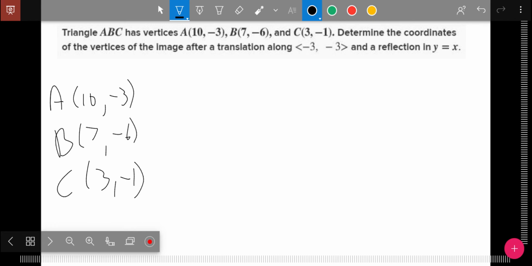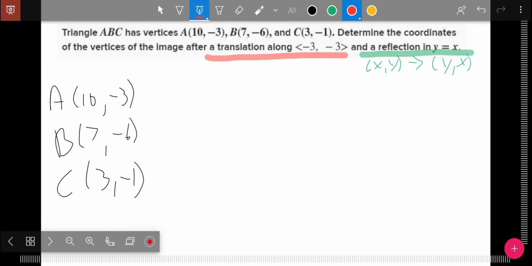And I want to do two things. I want to do a translation along the vector (-3, -3). And I want to do a reflection over y equals x. And I have to remind myself, what is the rule? (x, y) becomes (y, x). They flip spots.